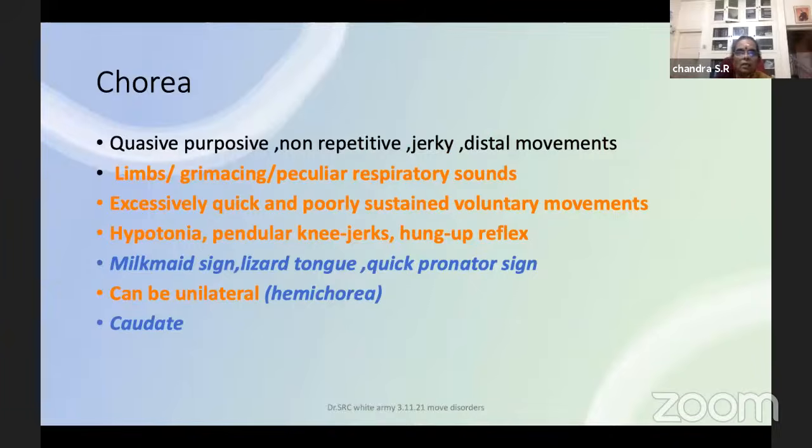These children try to correct it by trying to link it to the voluntary act. So it is quasi-purposive.